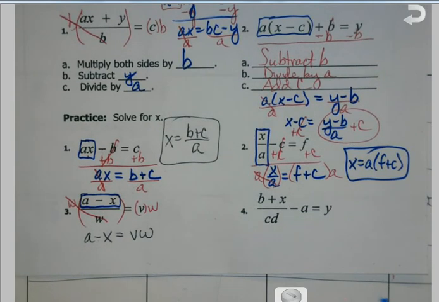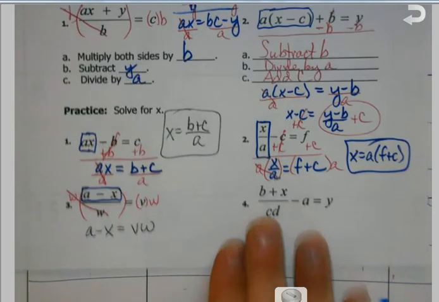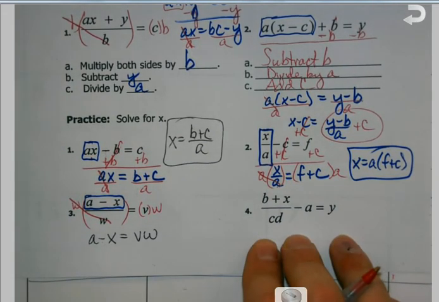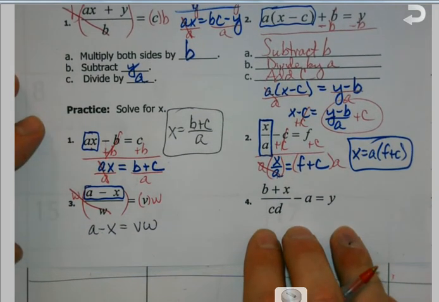Now again, I'm trying to get x alone. How do I get the positive a out of there? What's the opposite of doing a positive a or a plus a? Subtract.